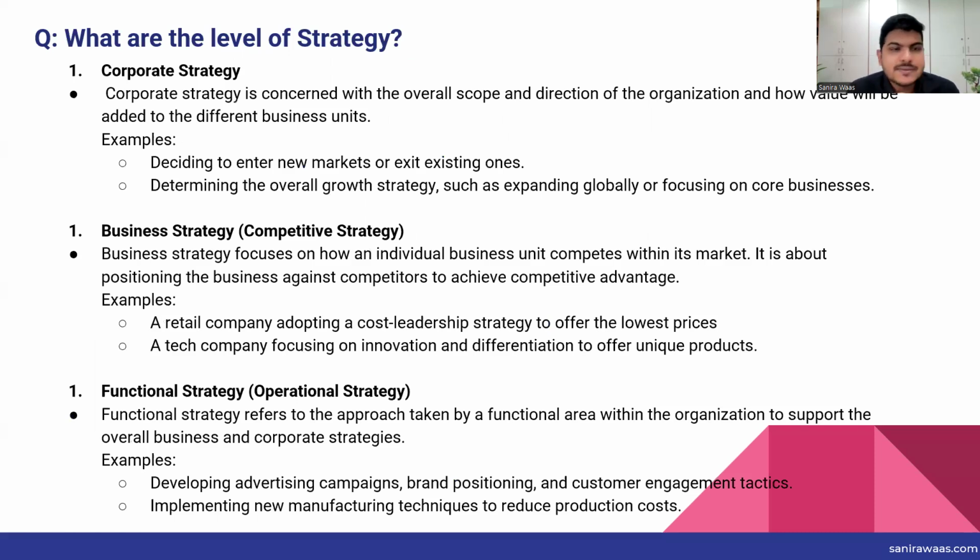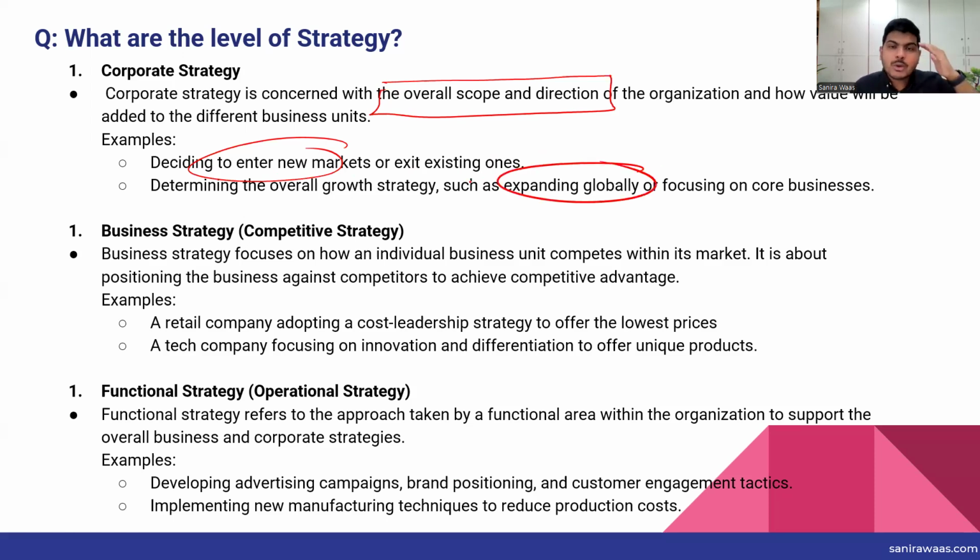So what are the levels of strategy? We know every organization has different levels. In the same way you have different levels of strategy in an organization. You will have corporate strategy, where the discussion is about the overall scope and direction of the organization. Maybe stepping into a new market, maybe acquiring a new business, maybe going global. Those are corporate strategies.